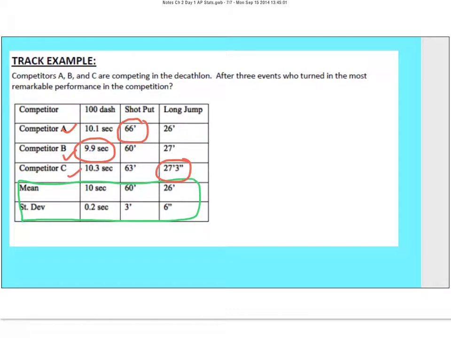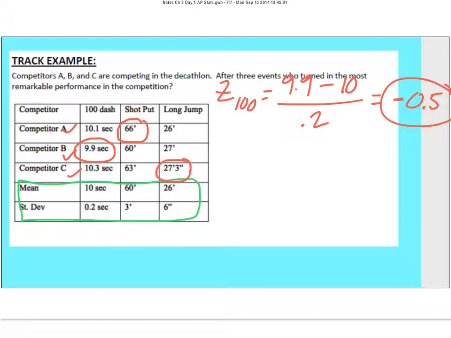Let's compute the z-scores for all 3 of these events and see who deviates more on average. So I'm going to do the 100-yard dash first. So the z-score: I'm going to take the score of 9.9 minus the mean of 10 seconds, and if we divide that by 0.2, we're going to get a z-score of negative 0.5. So in terms of the 100-yard dash, you are below the average, which is a good thing.